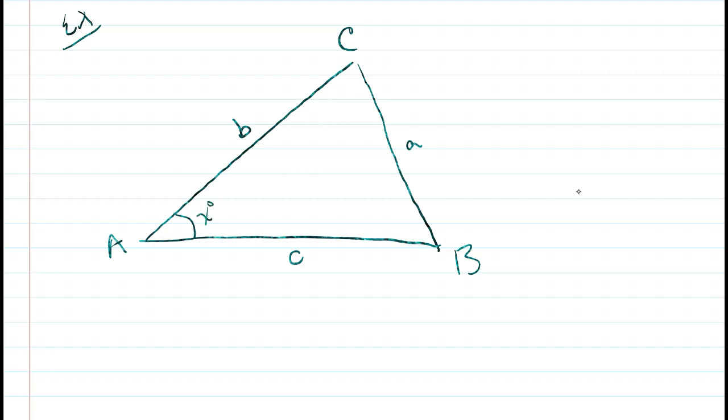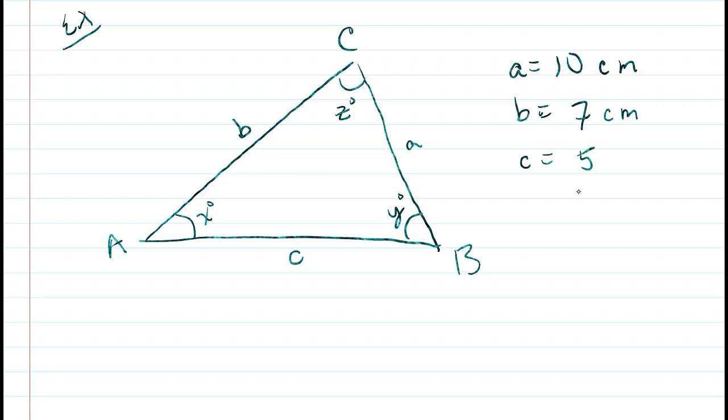So we can call that angle X, or you could call it angle A, but sometimes different examples want to notate it a different way, so we'll call it angle X. We'll call this angle Y and angle Z. And again, you can call that angle B or angle C. So let's say we have A being 10 centimeters, B being 7 centimeters, and C being 5 centimeters, right? So we're going to find angle X. All right, find angle X.